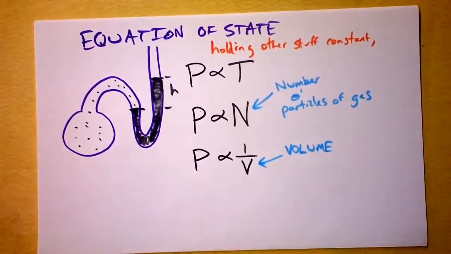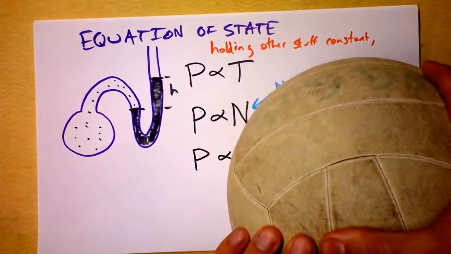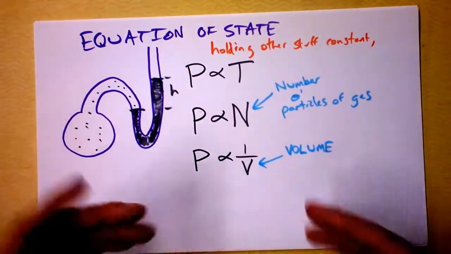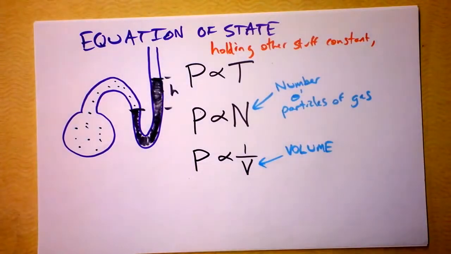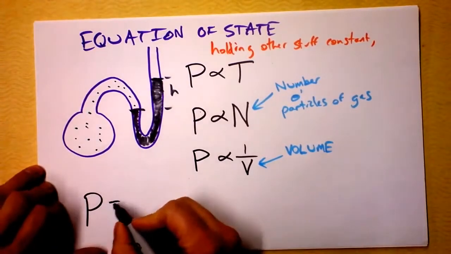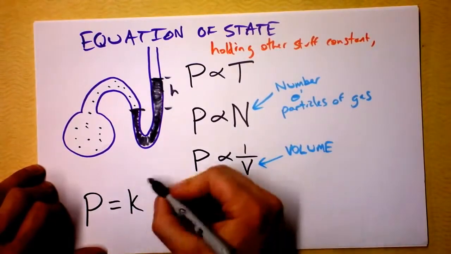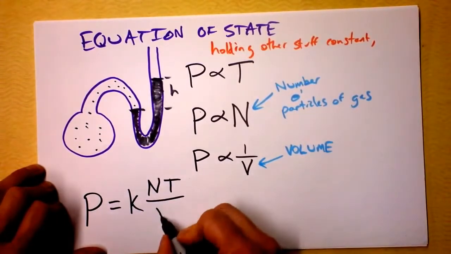And the cool thing about a volleyball is the volume is pretty much constant unless you're actually deforming it. So that's why we can shrink it and get a smaller volume and therefore a higher pressure. So let's put all of this together, and I'm going to come up with this cool equation that says pressure is some constant times the number of particles we have times the temperature, divided by the volume.